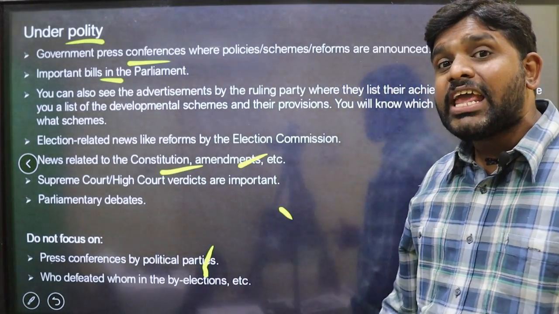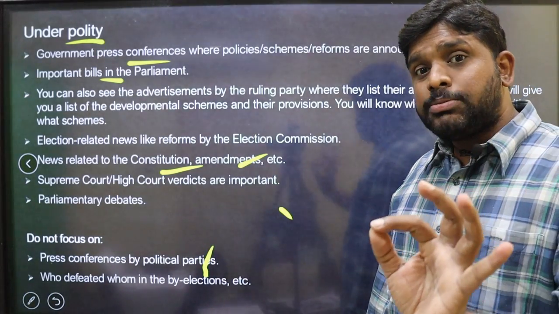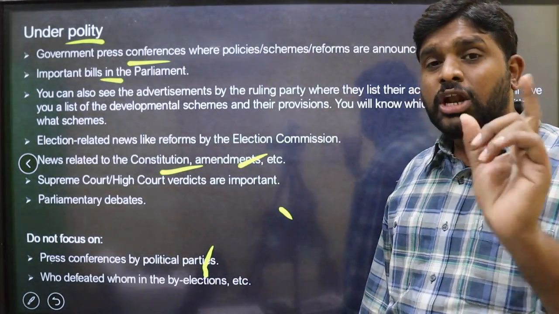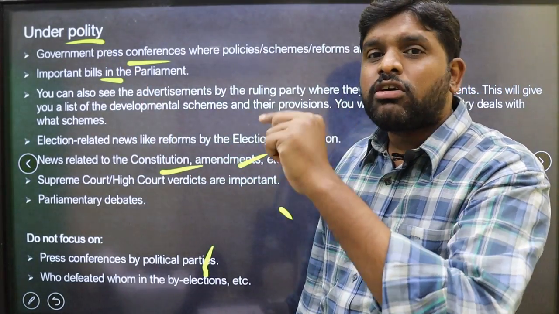News related to the Constitution, any amendments that are happening. Supreme Court and High Court judgments. High Court judgments are also important. Supreme Court judgments are also important with respect to relevance, with relevance to your topics.